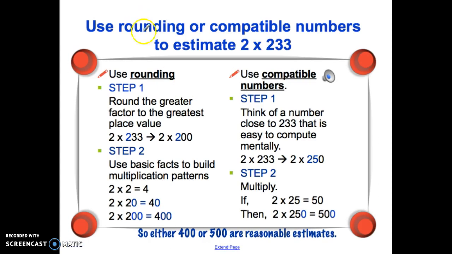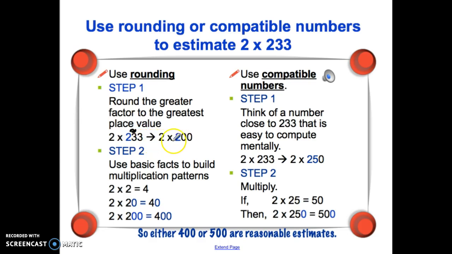All right, so when we look at rounding, it says, step 1, round the greater factor to the greatest place value. So I'm going to look here, 2 or 233. Which one of those is the bigger factor? Well, 233. And when I round, remember we're going to round it to the biggest place value. We're going to look at the number behind it. If it's under 5, we're going to keep it as the place value that it currently is. So in this case, we're going to turn it into 200.